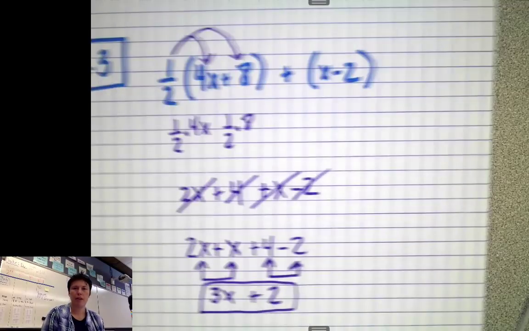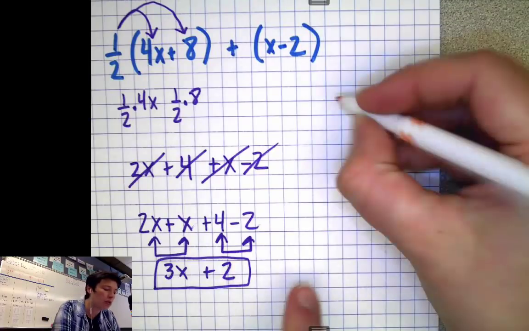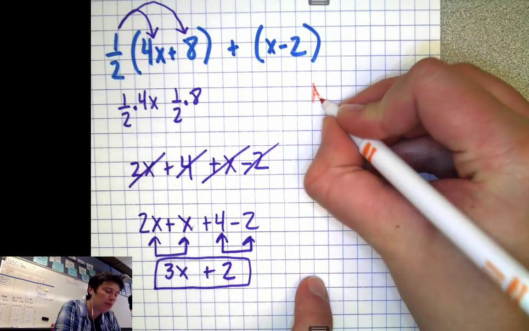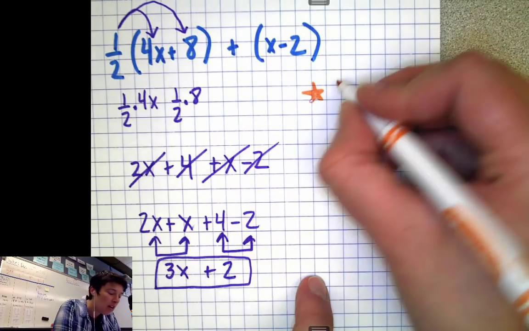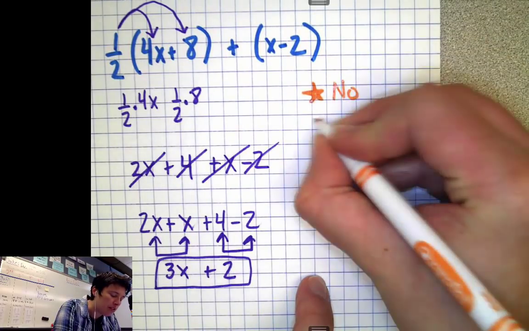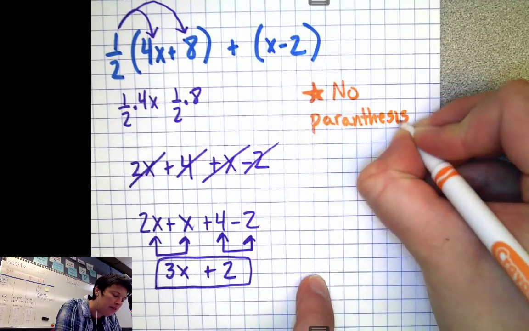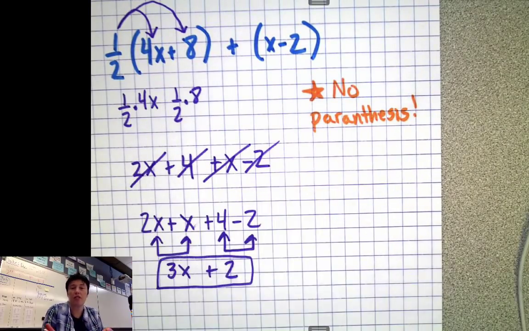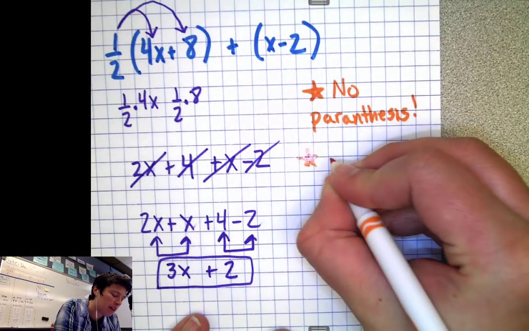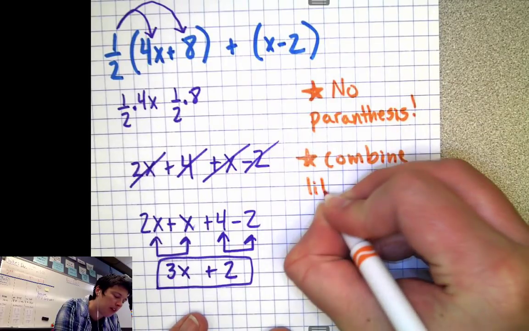So to wrap up our notes over here, I just want to put a couple of things down. One of our goals when we do these problems is we want to get rid of the parentheses, and we do that with distributing. So no parentheses. We're trying to get rid of them if we can. That is our first step. And then we say, okay, let's put the like terms together, all the x's together, all the numbers together. So that's called combine like terms. Things that are alike go together.